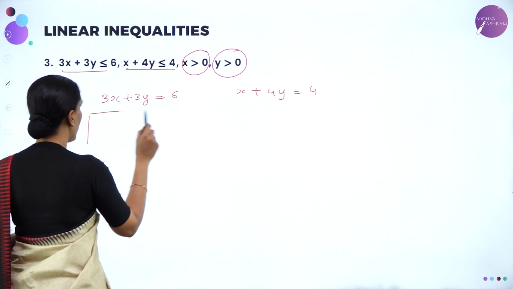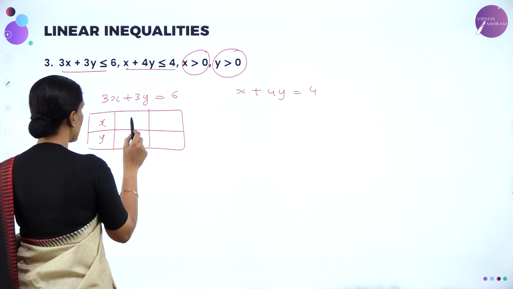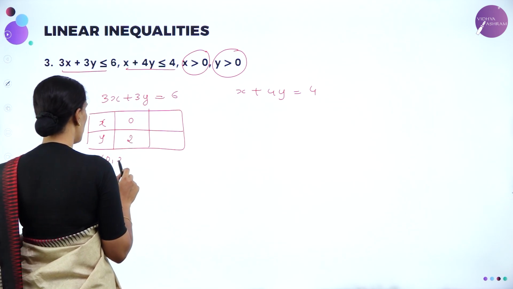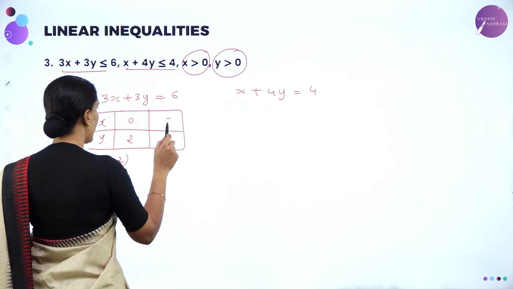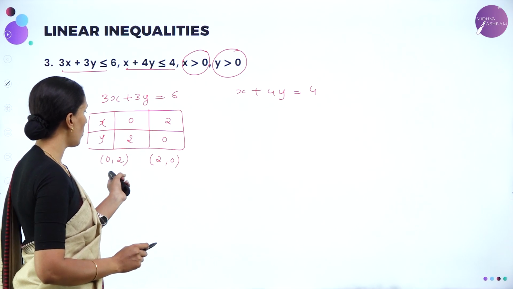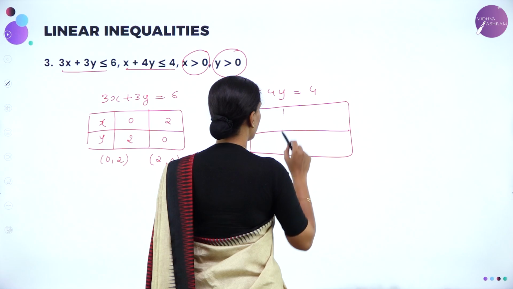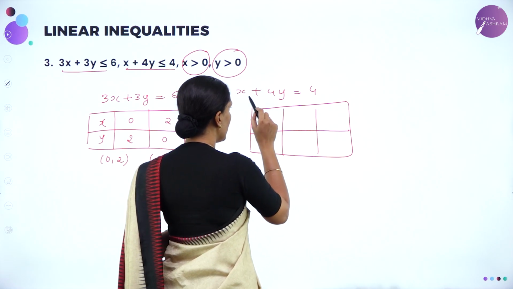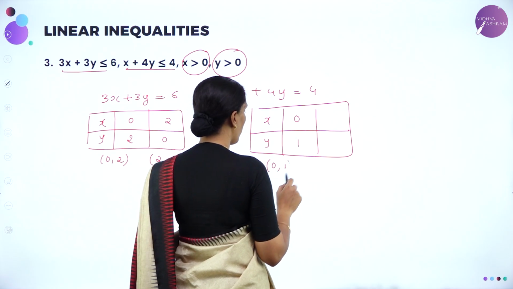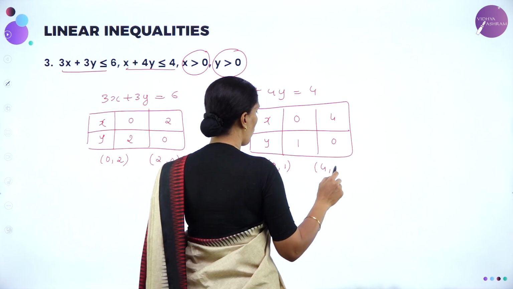So let us find the coordinates for both the equations. Take x as 0, 3y is 6, so y is 2. First point is 0, 2. Take y as 0, again x is 2, so the point is 2, 0. So for this equation, the coordinates are 0, 2 and 2, 0. Now let's find for this one. Take x as 0, 4y is equal to 4, which implies y is 1. So the point is 0, 1. And if y is 0, then x is 4. So the point is 4, 0.